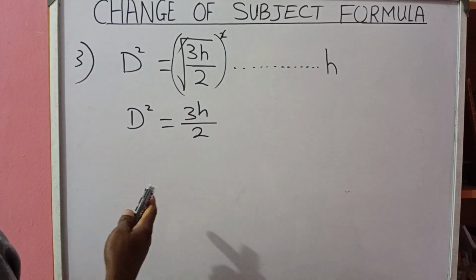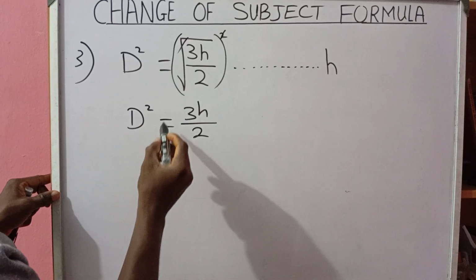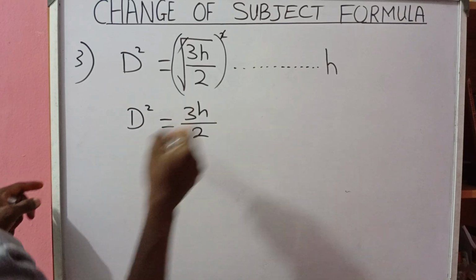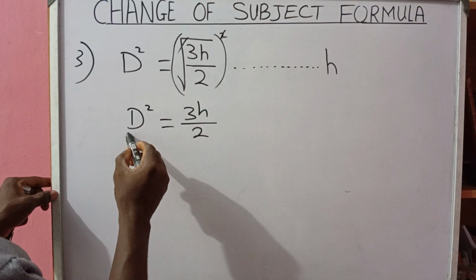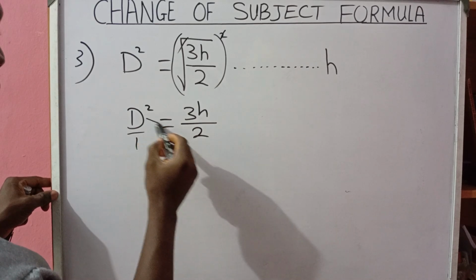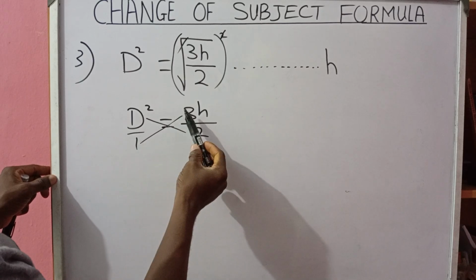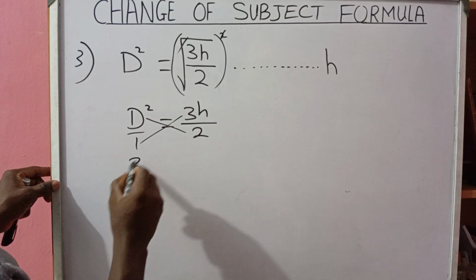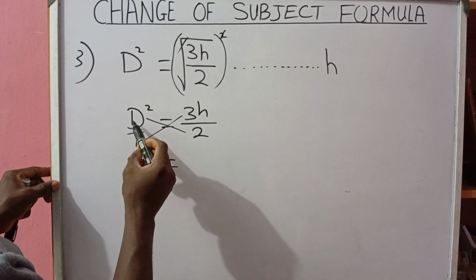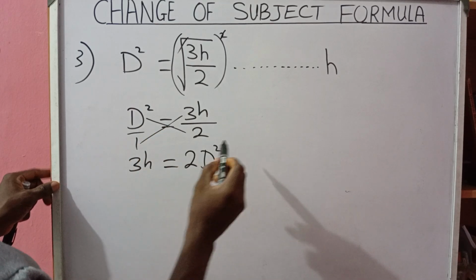All right, so what do we do next? We have to make h the subject of the formula. We collect like terms by dividing across the board. So we have to cross multiply. When we cross multiply, we now have 1 times 3h will give us 3h. Then d raised to power 2 times 2 will give us what? 2d raised to power 2.